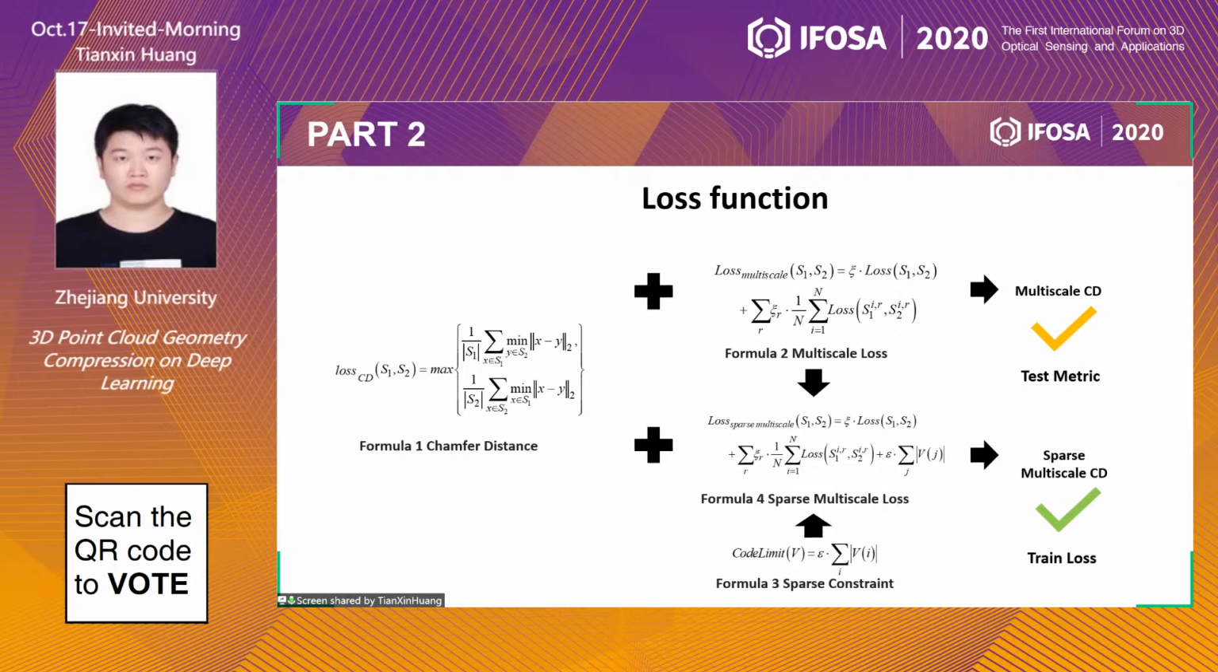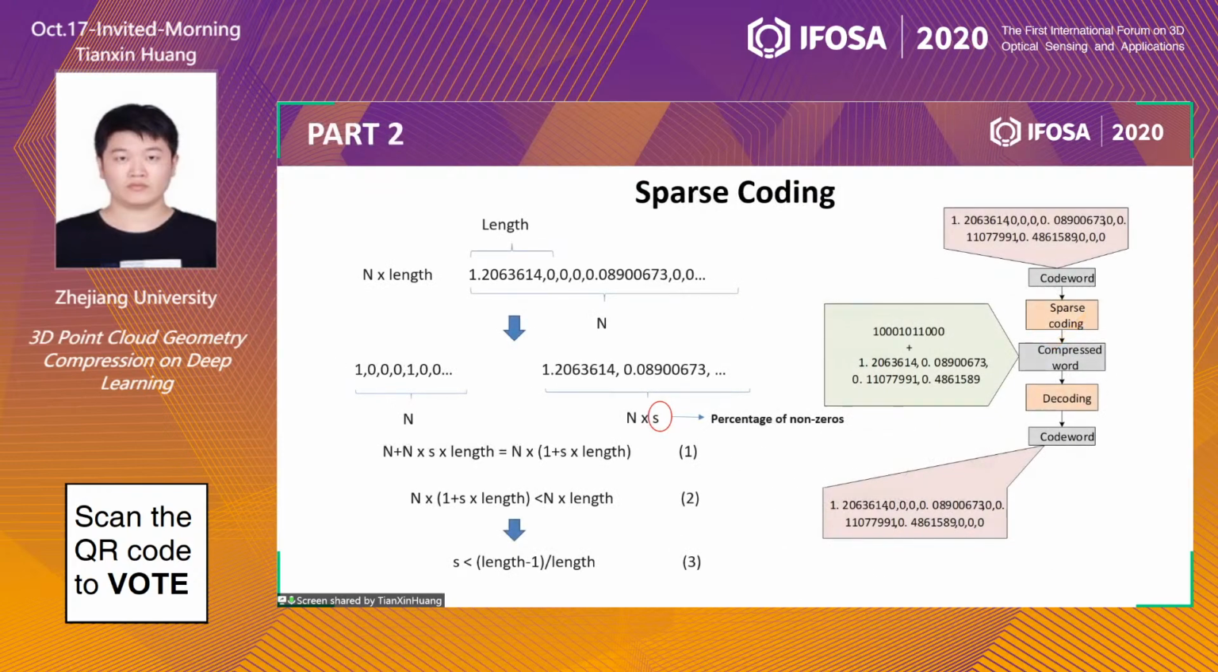Besides, to improve compression ratio, we need to improve the sparsity of the code word extracted. So we add an L1 regularization of the code word to the multi-scale loss. And finally, we use sparse multi-scale CD to train our network. And multi-scale CD is the test metric for reconstruction loss. So next I want to talk about the sparse coding.